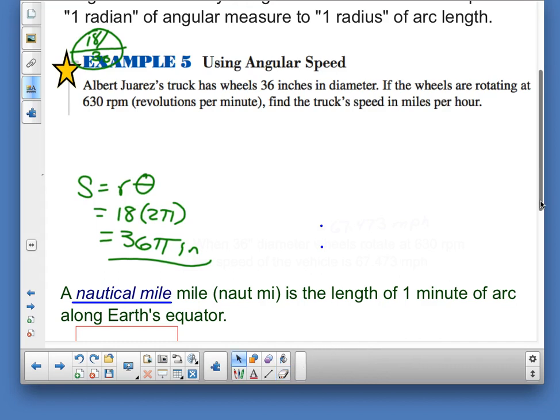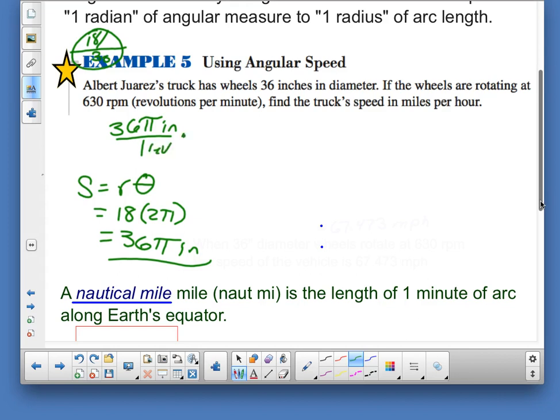Now, here's the deal. We have 36 pi inches. And by the way, the reason I'm not multiplying it out is that I would start having rounding error. This carries my value all the way through, so I'm going to multiply at the end. But this is in inches, and that's 1 rev.